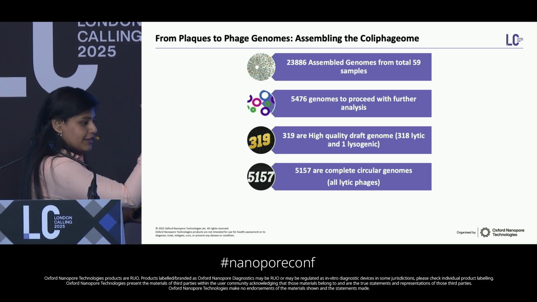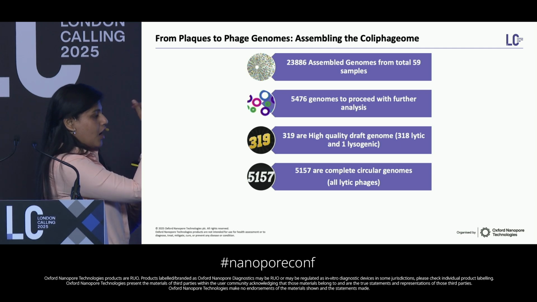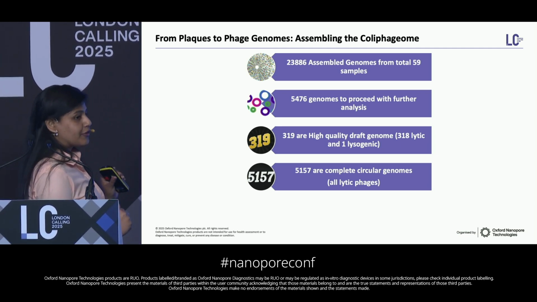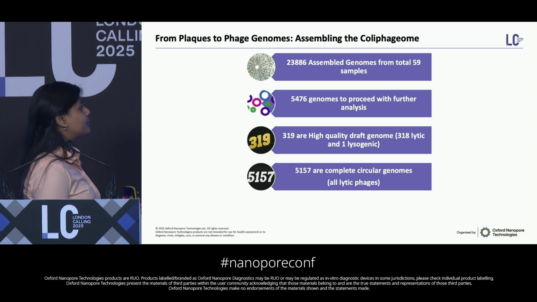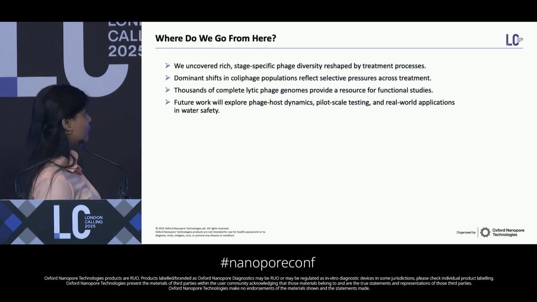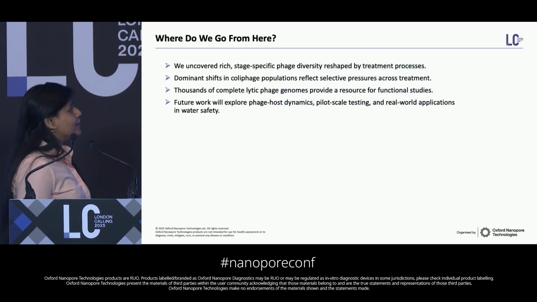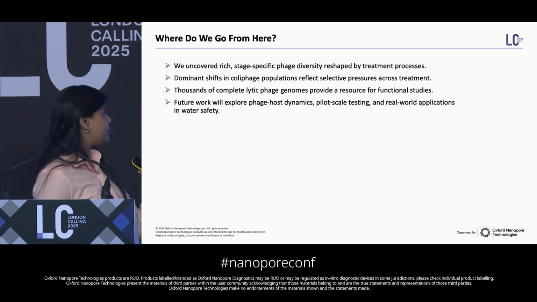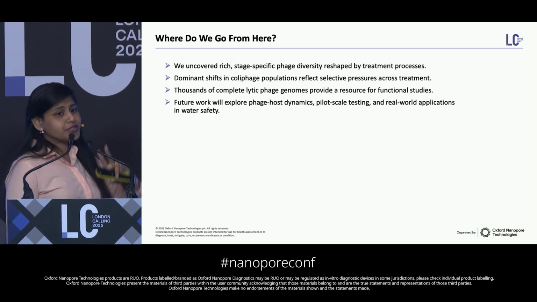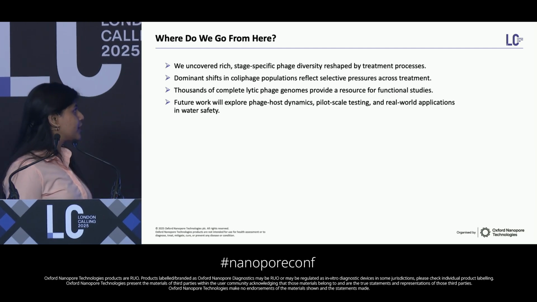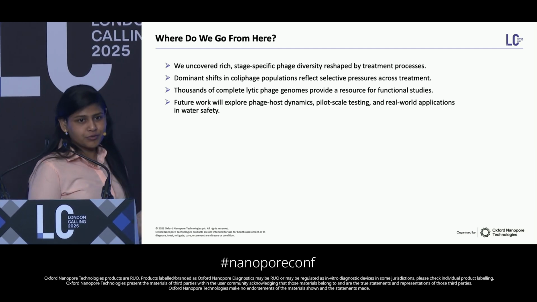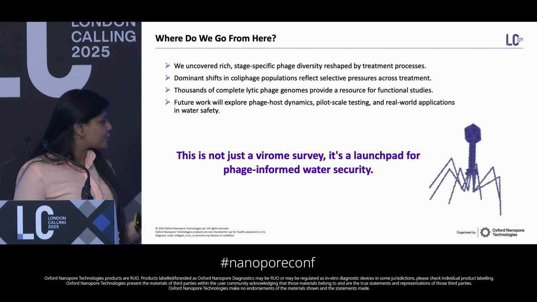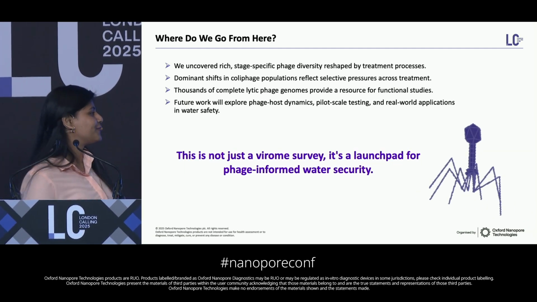So it is interesting to see in comparison with this reference how this phage diversity varies and what signature we can get in order to develop a biomarker for the surveillance of drinking water quality. So where do we go from here now? We have the rich and stage-specific phages, we have the biomarkers, we have the dominant phages which stay in the treatment or are shifting, and thousands of complete lytic genomes, which is just going to give us a virome survey. It's like a launch pad that we are getting for phage-informed water security.